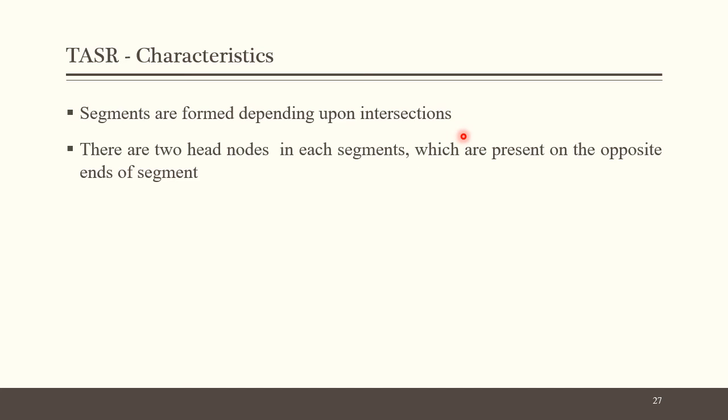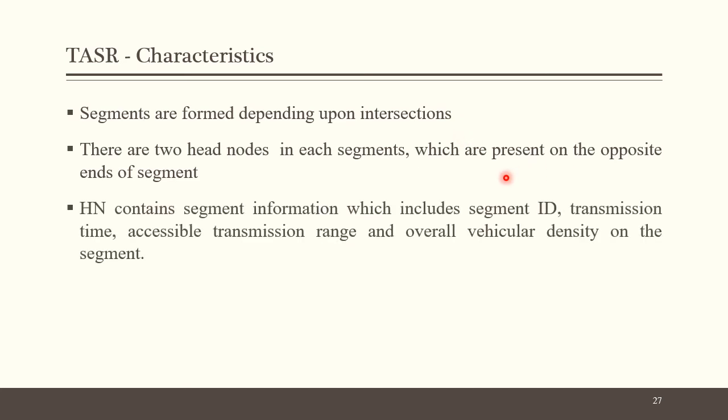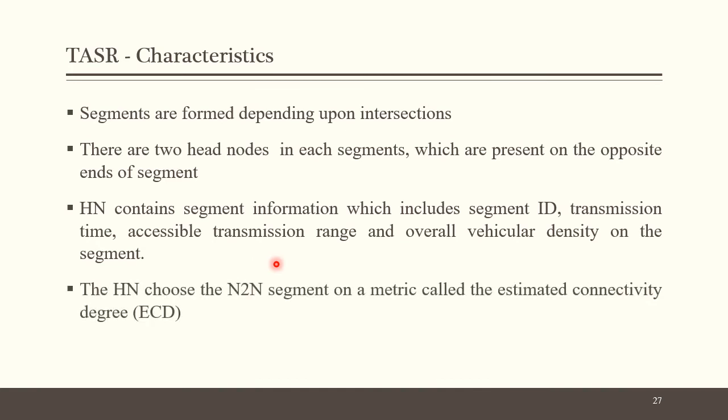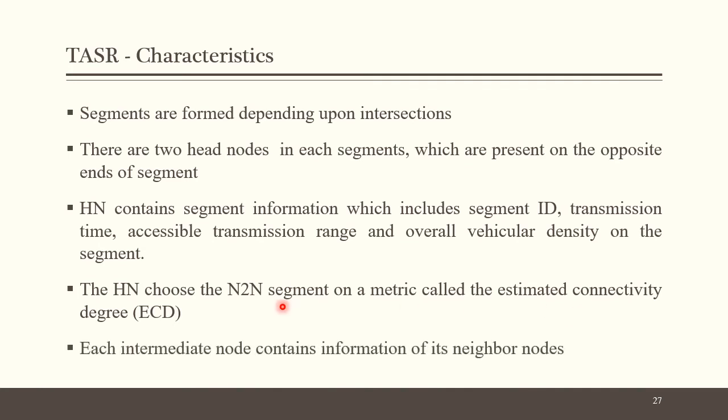Here are some characteristics of TSR. Just like in ISR, segments here are also formed depending upon intersections. There are two head nodes in a segment at the opposite ends. The head node contains information which includes segment ID, transmission time, accessible transmission range, and overall vehicular density on a segment. The head node performs routing based on a parameter called estimated connectivity degree, or ECD. Each node has info about its neighbors which it has to update regularly.